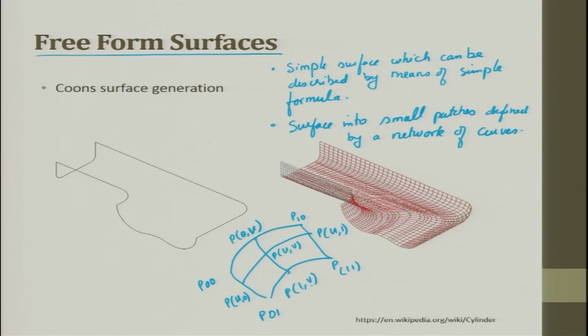So, this is a Kuhn surface. Generally in a Kuhn surface, each patch, the entire patch, is parameterized by interpolation. By interpolation, we try to get those boundaries and then we try to solve.